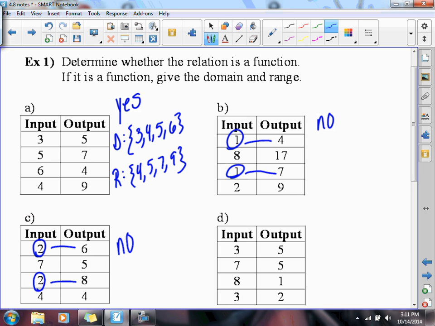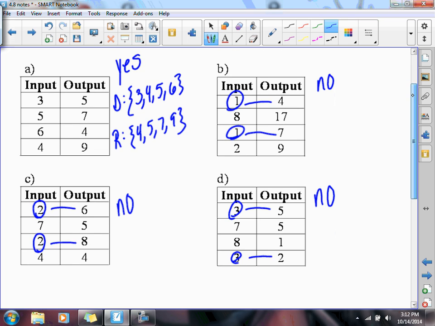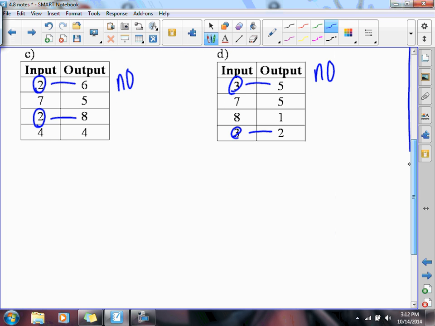And then in part D, again, I have repetition. I have a 3 giving me a 5 and a 3 giving me a 2. No, those aren't functions. So you're going to see some problems like this on your homework where they give you the table of values and you have to state whether or not they are functions.